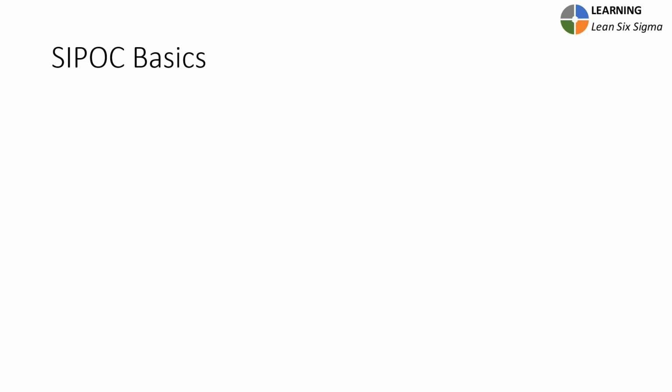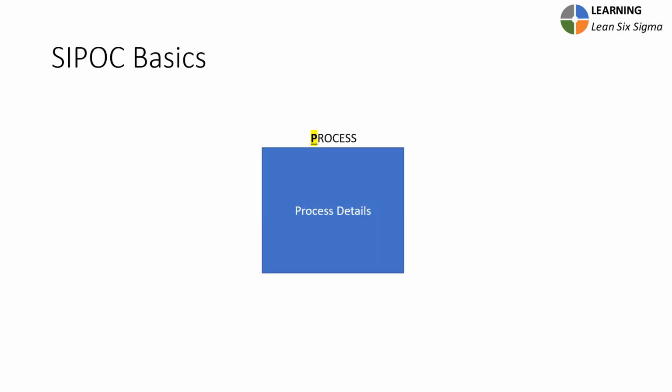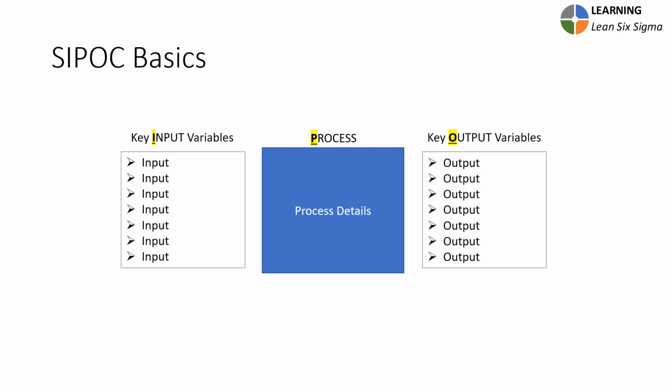So if I continue on here, if I look at a process, and the P in the SIPOC comes from process, and then in our box we can put some type of process details, the title, some description, etc. Then we start to add the inputs and the outputs. I have these listed as key, or you could say critical, because we know there may be many input variables and maybe even many output variables. But at this super broad view, I want to focus on those key inputs, those 6, 7, 8 inputs, and the same thing with the output variables.